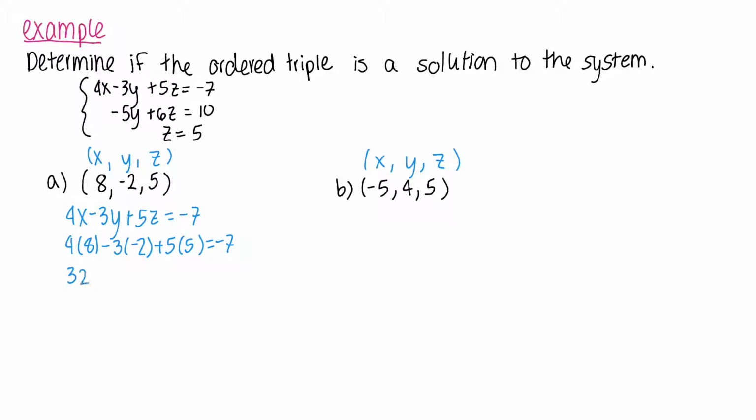So 4 times 8 is 32. This will be plus 6, plus 25. This is most certainly not going to equal -7, right? 32 plus 6 is going to be 38. 38 plus 25 is going to be 63.